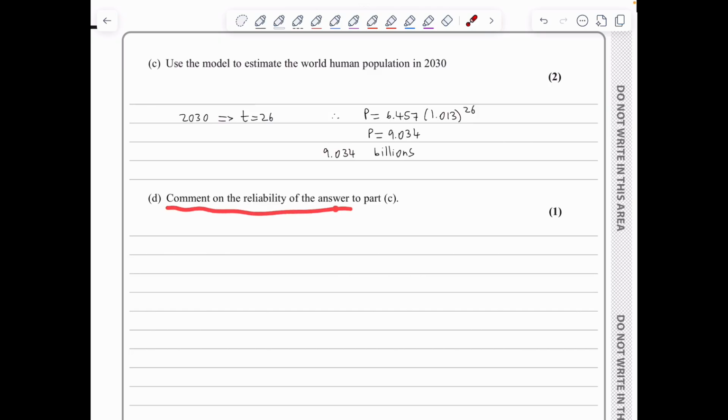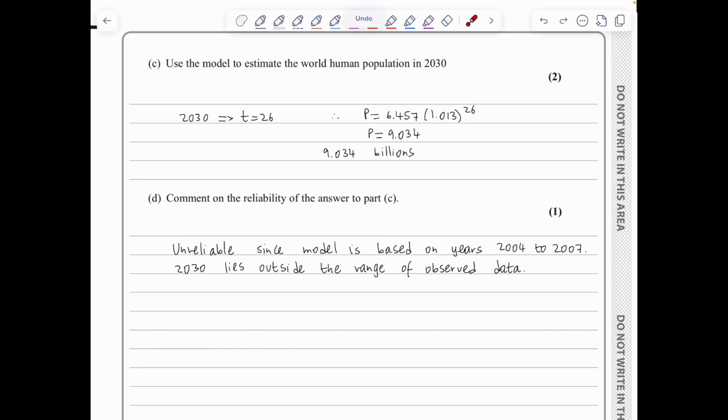In D, we need to comment on the reliability of the answer to part C. Now in part C, we estimated the population in 2030. However, we were told that the model was based on the years 2004 to 2007, and therefore we conclude that this is unreliable because 2030 lies outside the range of observed data.